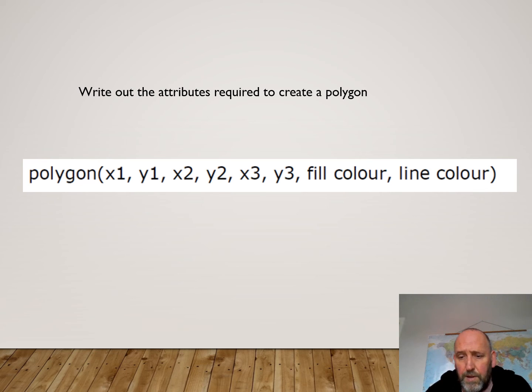With the polygon, remember there's 3 points. So we have to have X1, Y1, X2, Y2, X3, Y3. And with a line, we need to have 2 points. The start point, the finish point, X1, Y1, X2, Y2.